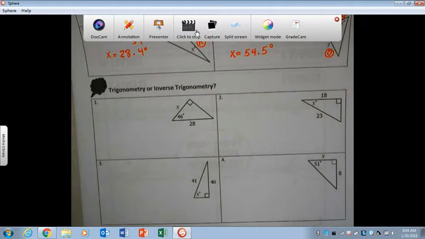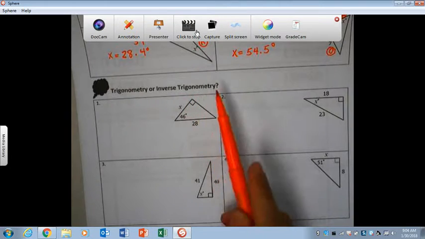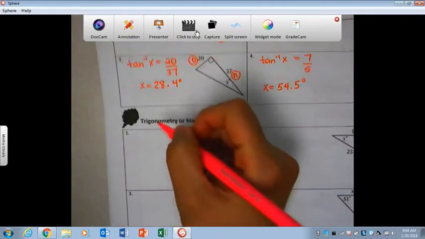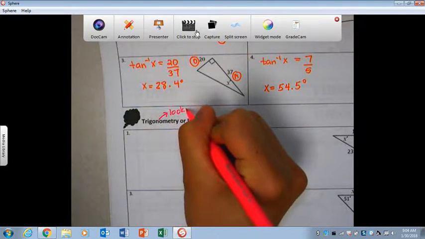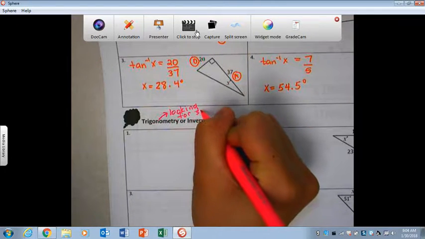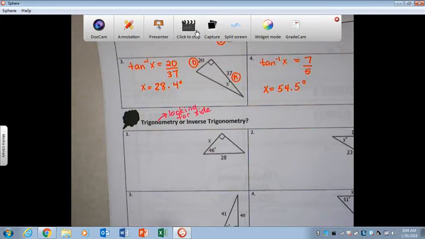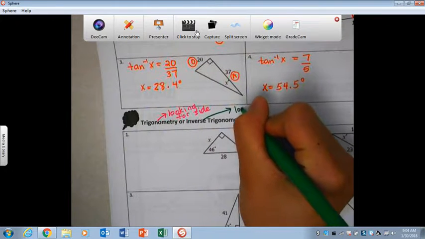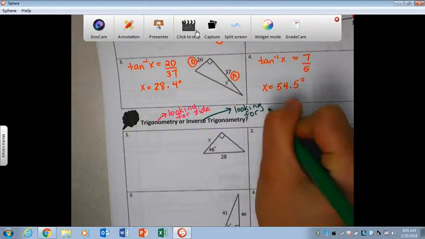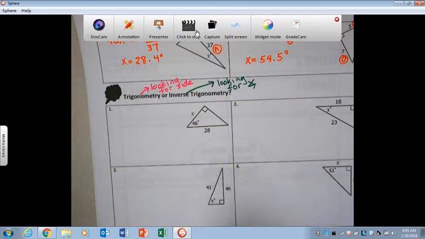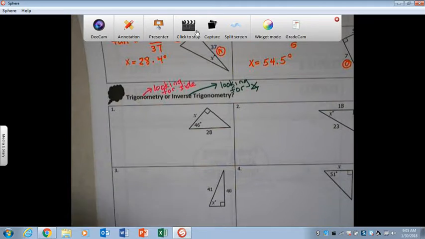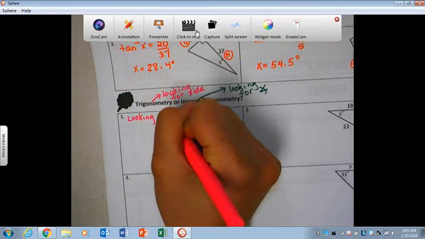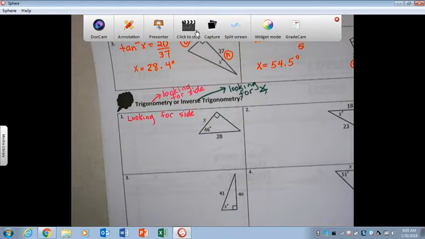Okay? Now, at the bottom of this page you have both types of problems, whether we're going to use trigonometry or inverse trigonometry. Again, reminder, trigonometry is looking for a side. Okay? So that's when we use trigonometry. And then inverse trigonometry, the inverse, you're looking for an angle. Okay? So here, what are we looking for? It looks like we're looking for a side. So we're going to use just regular trigonometry.